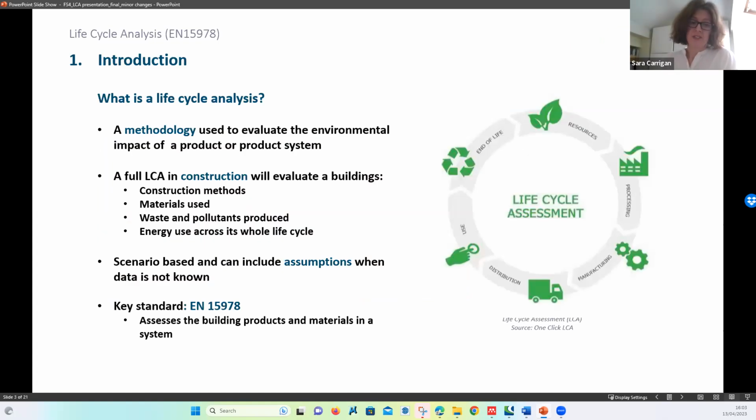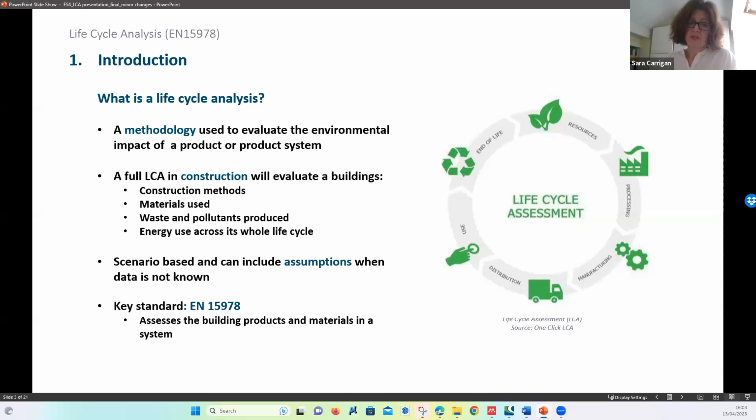So what is a life cycle analysis? A life cycle analysis is essentially a methodology used to evaluate the environmental impact of a product or product system, and a building could be described as a product system. In this case, the product system is a cottage, Joseph's cottage.